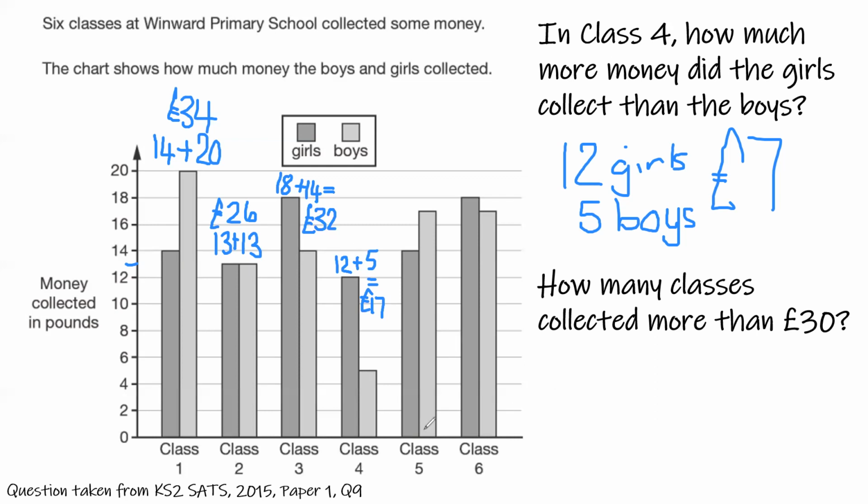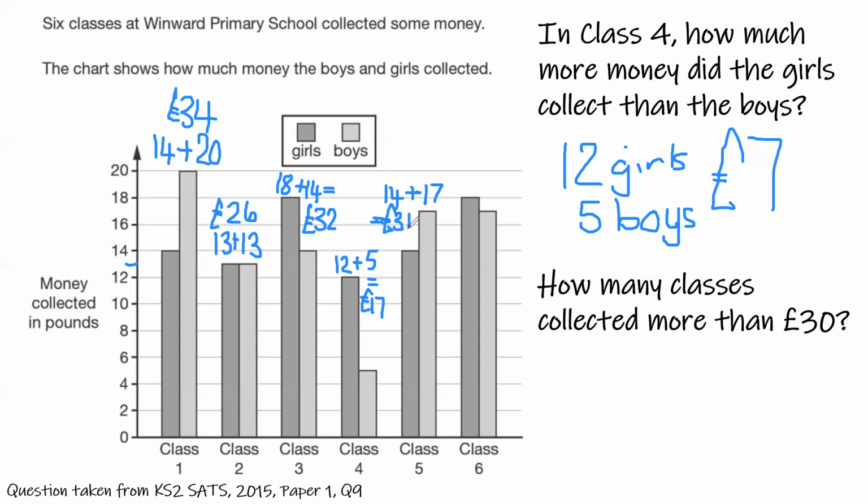Okay, we've got 2 classes left. Let's move on to class 5. So class 5, if we read this one off here, that one is £14. And we'll read the boys off. The boys is halfway between 16 and 18. So that will be £17. And if we add that together, we end up with 7 plus 4, which is 11. 10 plus 10, which is 20. So 20 plus 11 is 31.